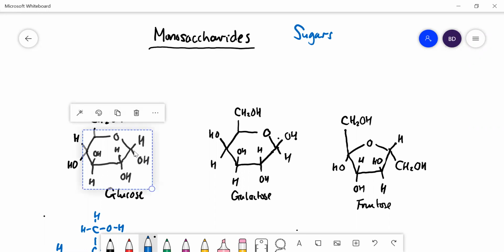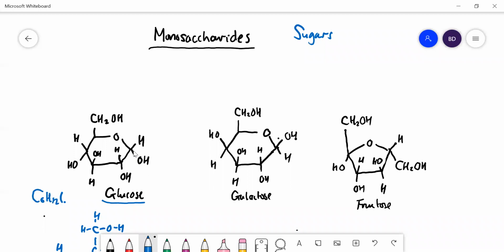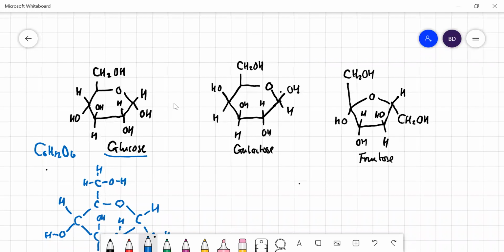Glucose here, right? So this is, well, the most important one, really. Oh, by the way, all of these molecules have the formula C6H12O6: glucose, galactose, and fructose. If you count up the atoms, you'll see that. So they are isomers of each other.